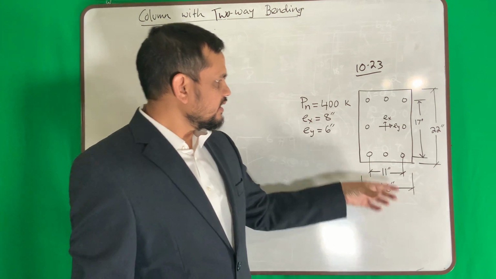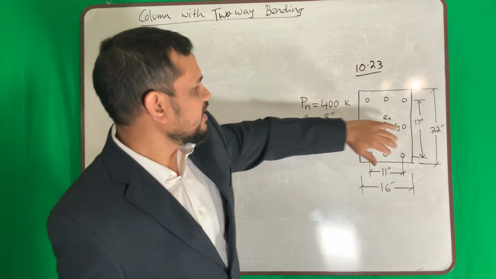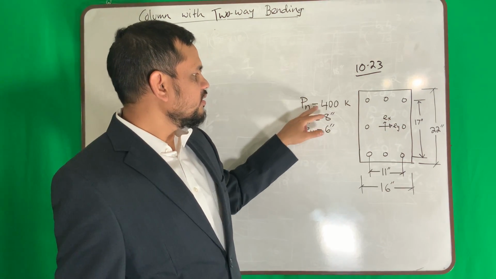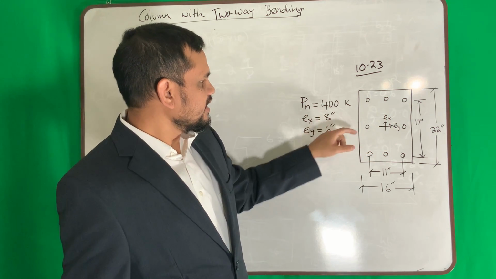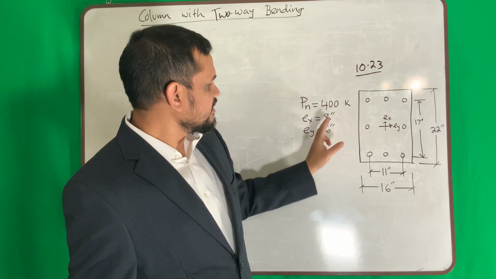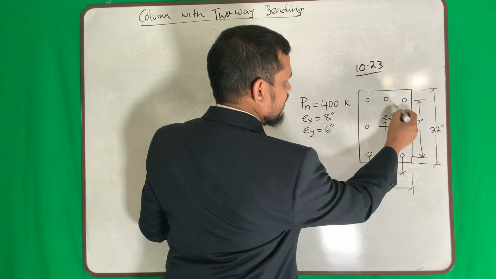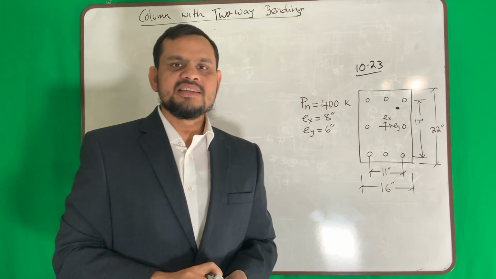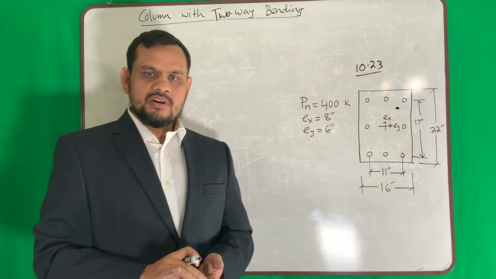So this problem is a rectangular column. This is 16, this is 22. So it has bending about this axis and this axis, both axes. How do I know? There is a load, nominal load 400 kip, and it is acting EX 18, that means in this way 18, and EY 6, that means somewhere here. So somewhere here it has two-way eccentricity. So how to design this column?